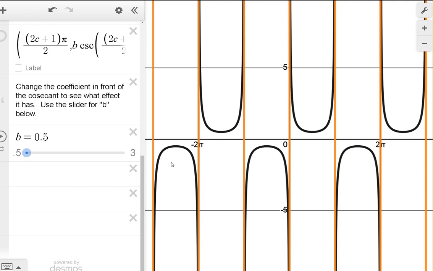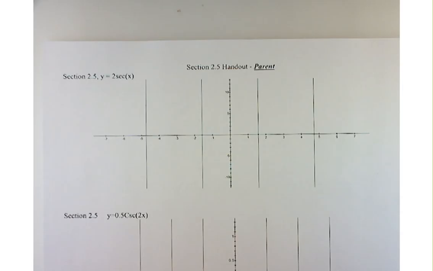All right, so that's a good feel for some of the things that can affect the graph of your secant or cosecant. Let's start graphing some of these things in particular, and getting comfortable with what I expect. For those of you who are here, have a copy of the handout. Those of you who are at home, I hope that you printed out this version of the handout.